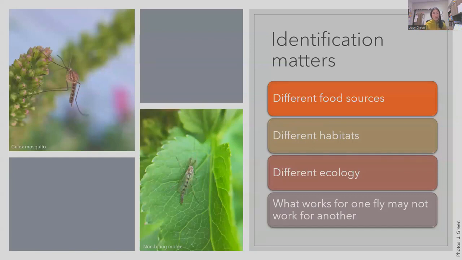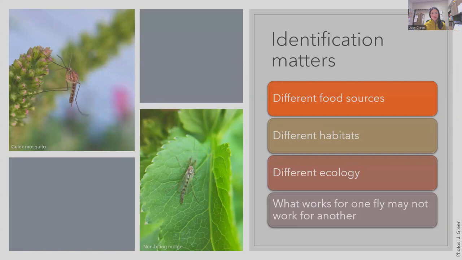And the reason this is important is because the different flies are going to have a different way of interacting with people. And a case in point are these two flies in this slide. We've got a mosquito and we've got a non-biting midge. And they can look very similar. They're both super annoying, but one has the potential to transmit really harmful pathogens. Like the Culex mosquito is the one that's responsible for being a vector of West Nile virus.